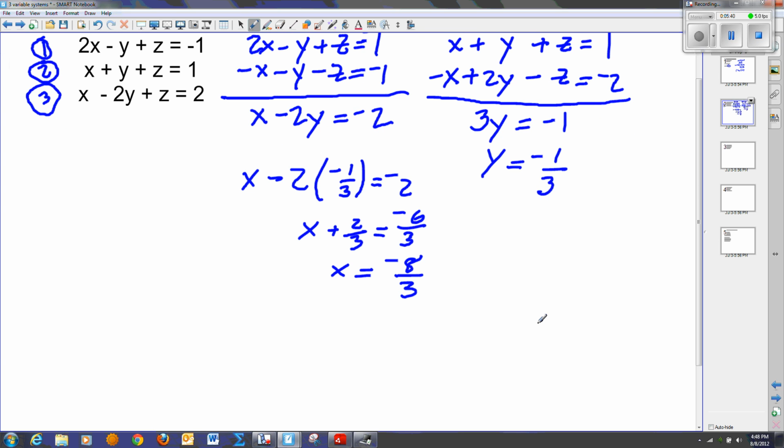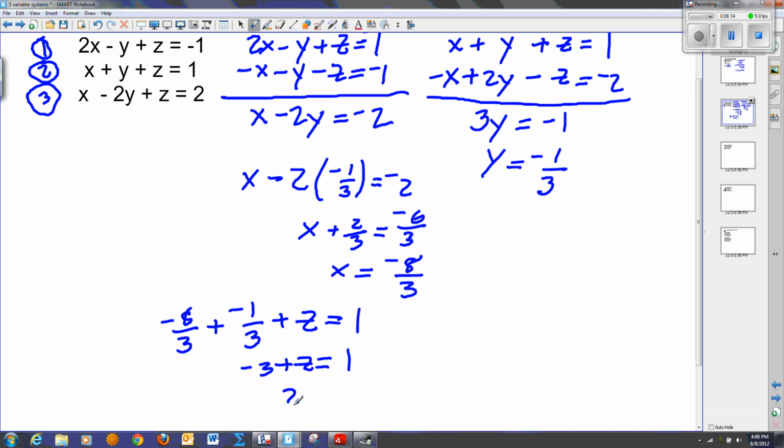I can plug into any of the 3 equations I want, and I think the easiest one is going to be this middle guy. So I have x being negative 8/3, y being negative 1/3, plus z equals 1. Well, this works out kind of nice because negative 8/3 and negative 1/3 is negative 9/3, which is negative 3, plus z equals 1. Therefore, z is equal to 4.